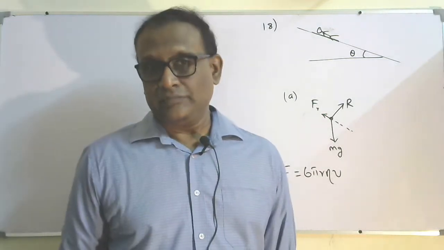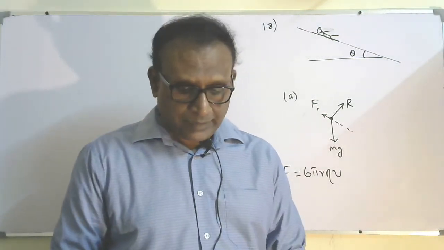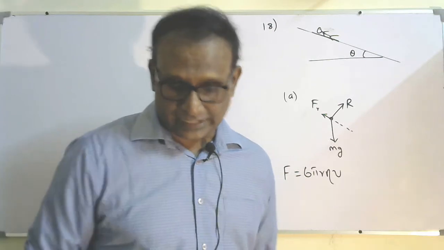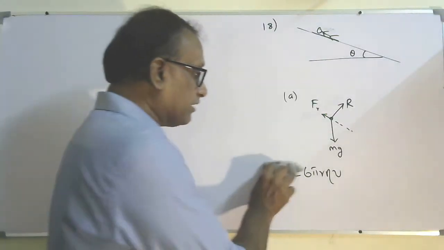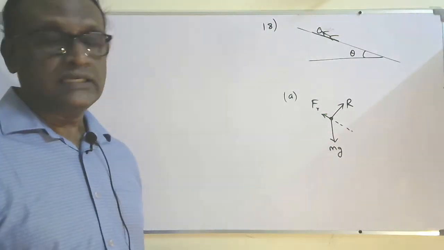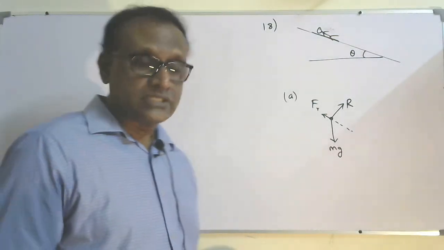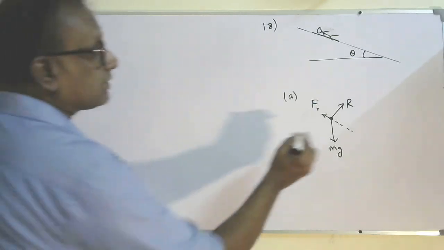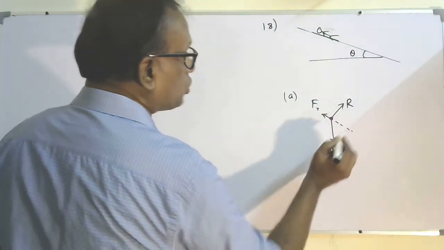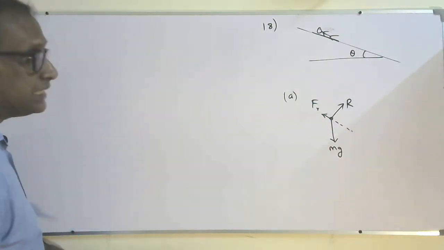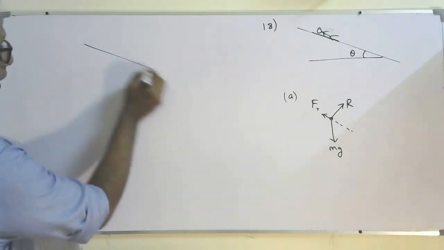So initially means the speed is smaller. That means the athlete is starting to accelerate. So the drag force will be smaller. So in that situation, I can neglect the drag force. So if I think about the resultant force along the slope downwards, that will be mg sine theta. Imagine why it's mg sine theta.